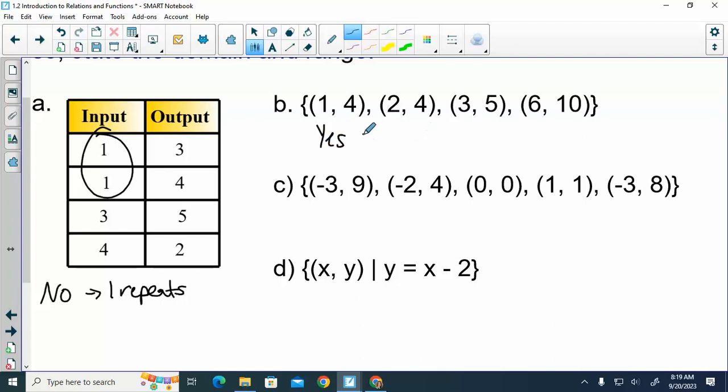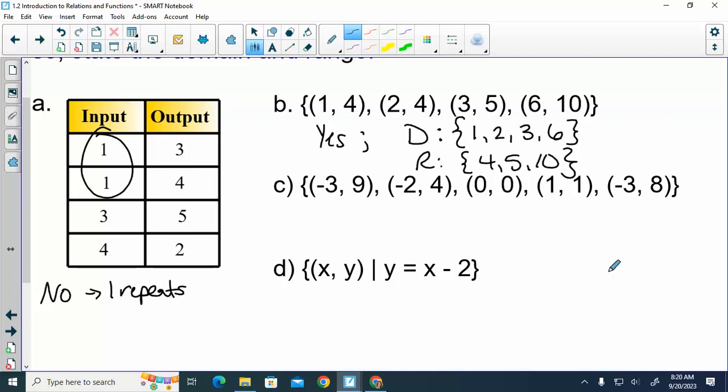Yes. Okay, the domain. We can't write an interval for this because it's only 4 points, so we're just going to write the set. What x's can we use? 1, 2, 3, 6. Okay, the range. 4, 5, and 10. Good. Even though the 4 gets repeated, it doesn't matter if a range gets repeated, and we still only list it once when we're giving our solutions. C, is that one a function? No. Why? A 3 repeats.